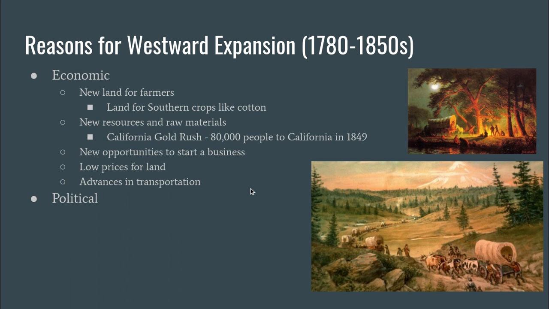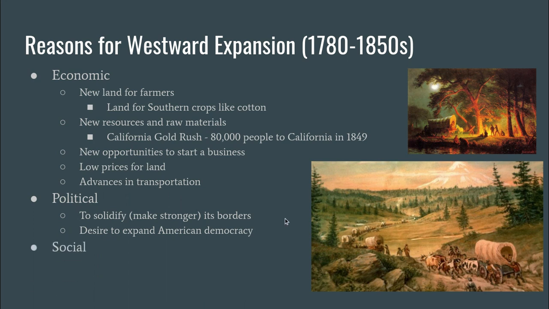And so you had some political reasons as well. The United States government wanted to solidify, or make strong, its borders. It didn't want to be surrounded by foreign countries like Mexico and Britain and France. So it wanted to just solidify its territory. It also had, people in the United States had a desire to expand American democracy west.